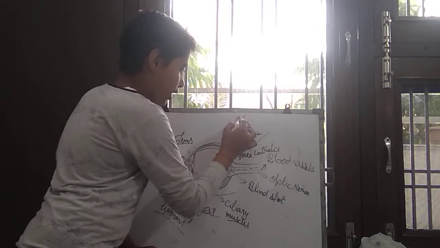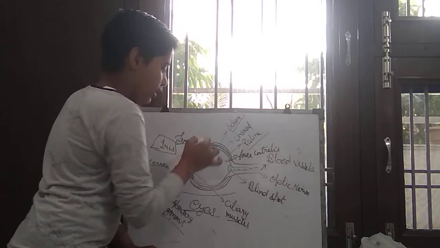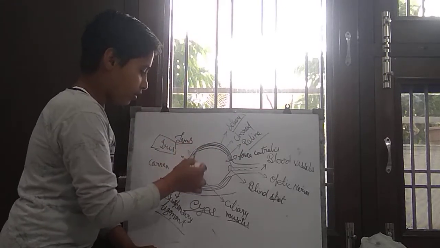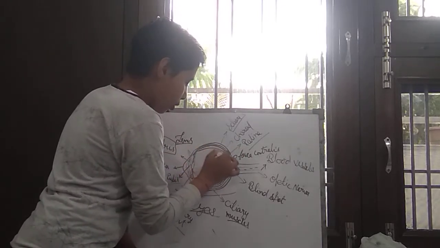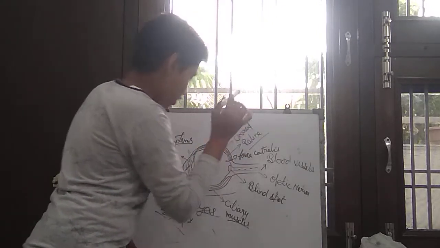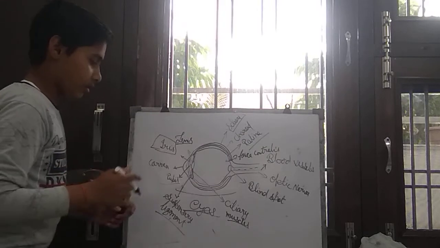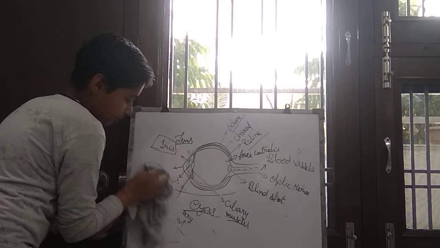And friends, the sclera is the jelly-like substance, and the water comes from the sclera. And friends, the retina is where the image is formed. In all the other parts, the image is formed on the retina. Now friends, we see how the image forms. Okay.